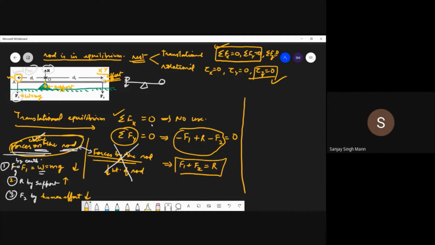Now, when the rod is in translational and rotational equilibrium, we call it mechanical equilibrium, complete equilibrium. If there is only translational equilibrium, this is partial equilibrium. If there is only rotational equilibrium, this is also partial equilibrium. But we have total equilibrium, mechanical equilibrium, meaning translational equilibrium as well as rotational. Now, what are the conditions for rotational equilibrium?